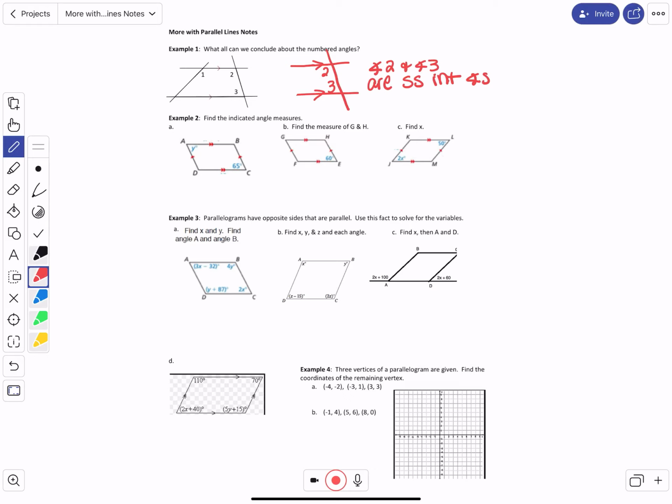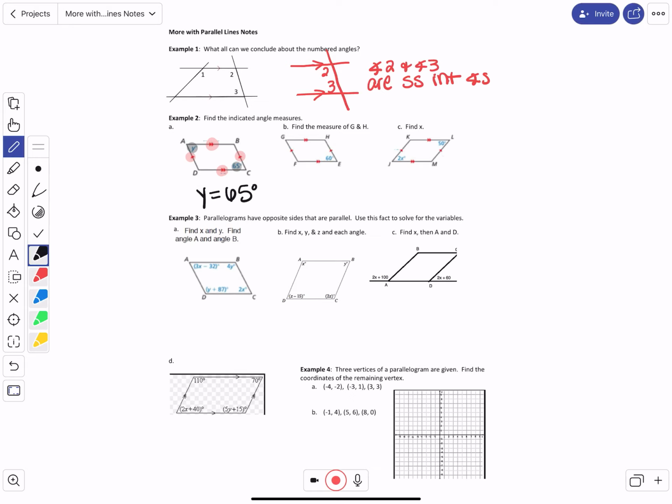Okay, so on these examples, we have a parallelogram. We'll get to that in example 3, but notice we have opposite sides that are parallel because we have the arrows here. Okay, we got the arrows and the arrows. That means both sides are parallel. So since both sides are parallel, y and 65 degrees are going to be congruent angles. Okay, so y is going to be 65 degrees.